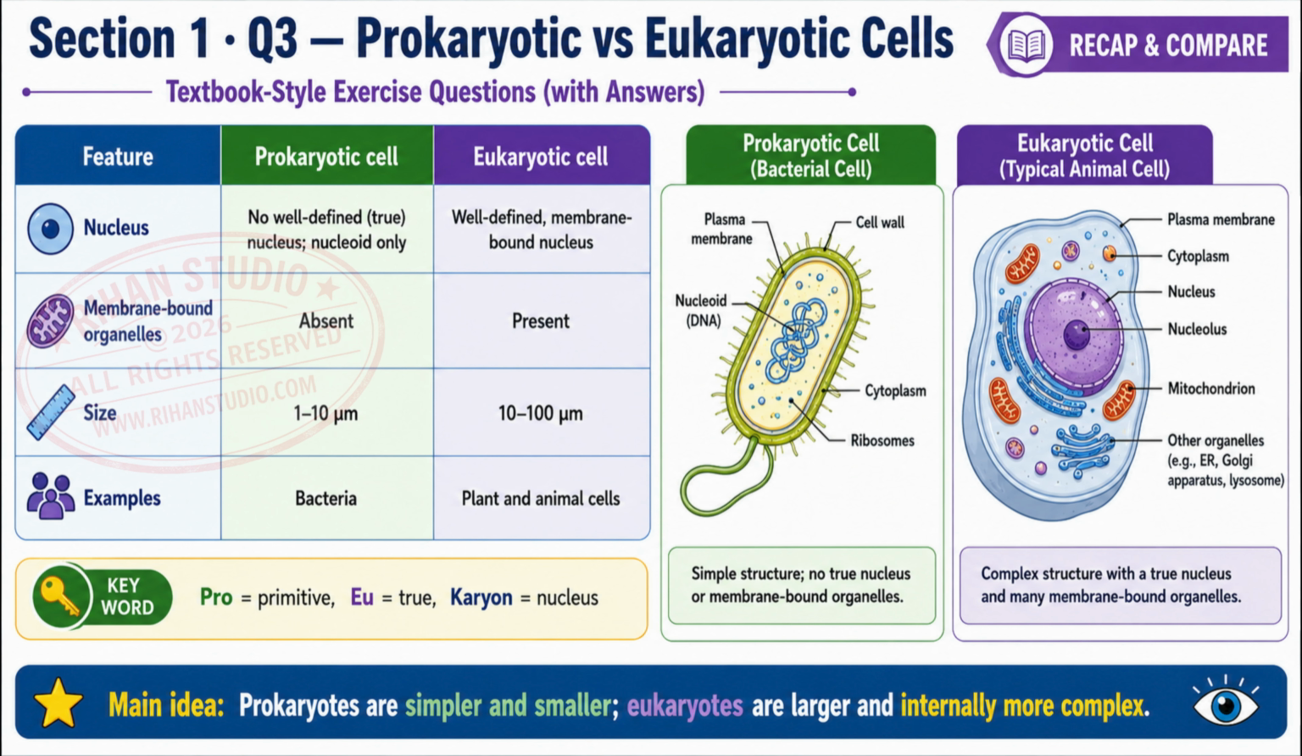Question 3. Differentiate between prokaryotic and eukaryotic cells. Feature: prokaryotic cell, eukaryotic cell. Nucleus: no well-defined true nucleus, nucleoid only; well-defined membrane-bound nucleus. Membrane-bound organelles: absent; present. Size: 1 to 10 micrometers; 10 to 100 micrometers. Examples: bacteria; plant and animal cells.